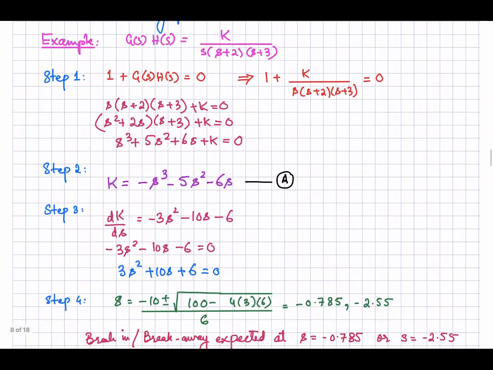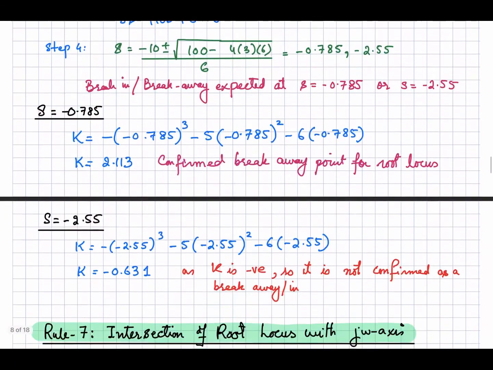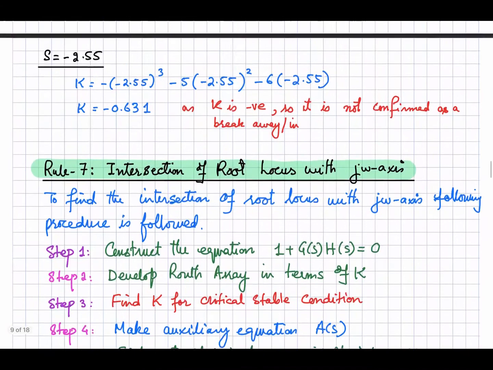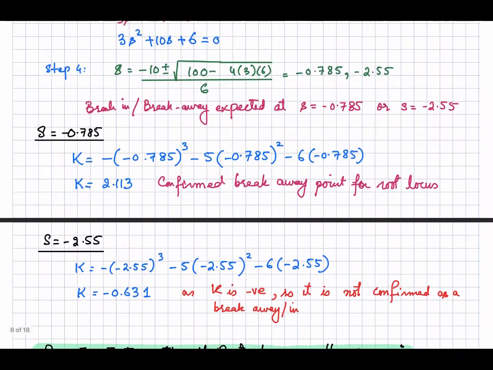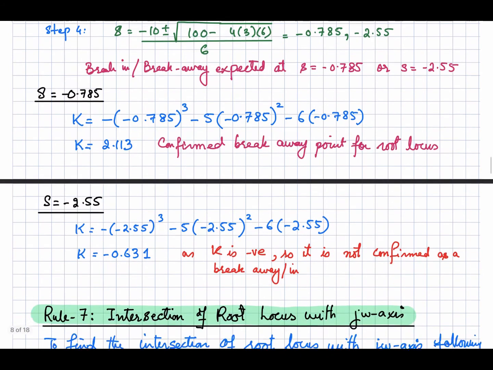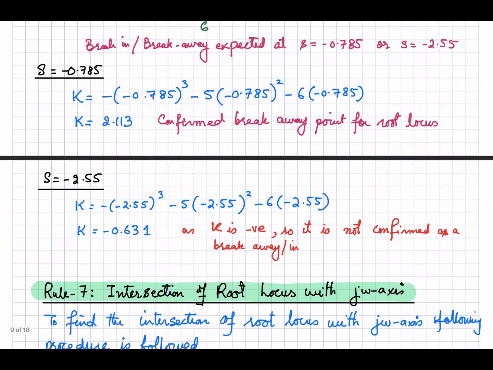So it is a confirmed breakaway point, because it is between the poles over here in this example. So there will be a breakaway. These poles will be breaking away from the real axis. And if we check the other value of s, the second root, which was equal to minus 2.55, k is negative, so it is not confirmed as a breakaway or break-in point.